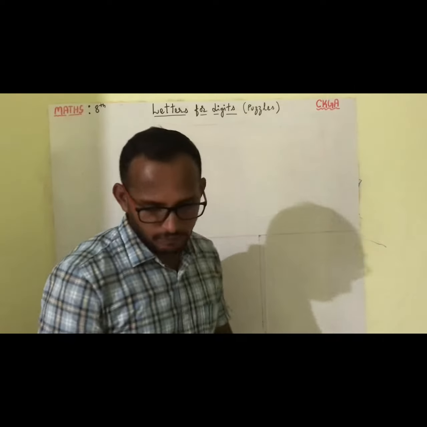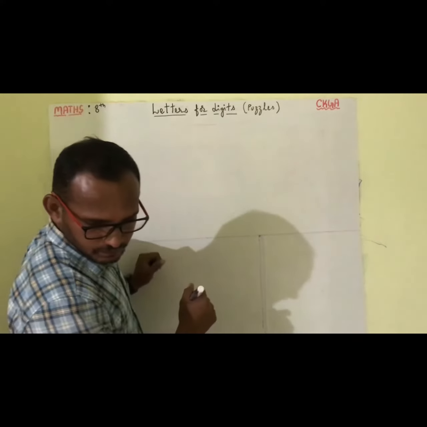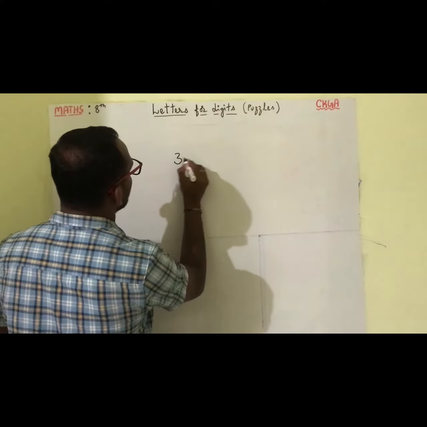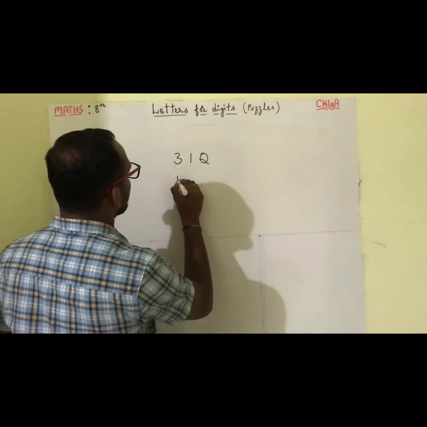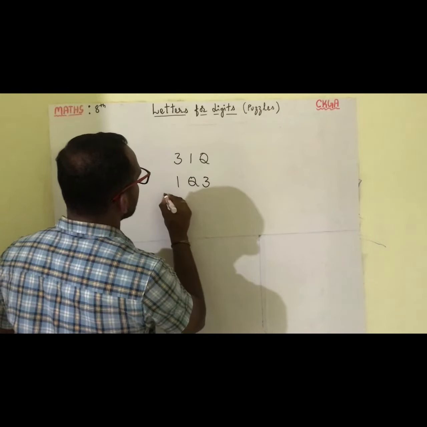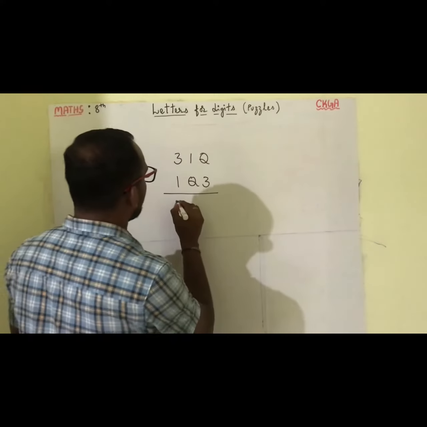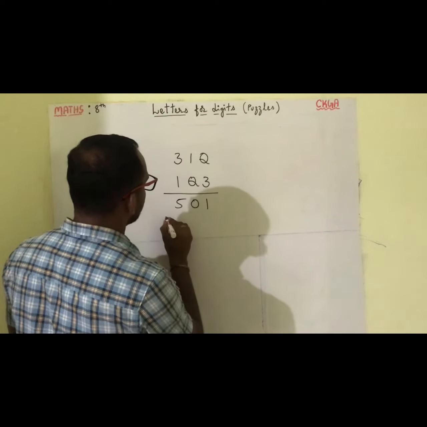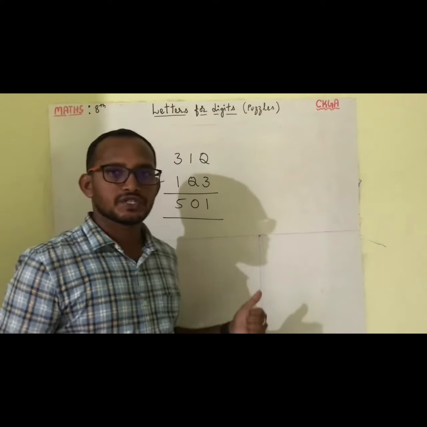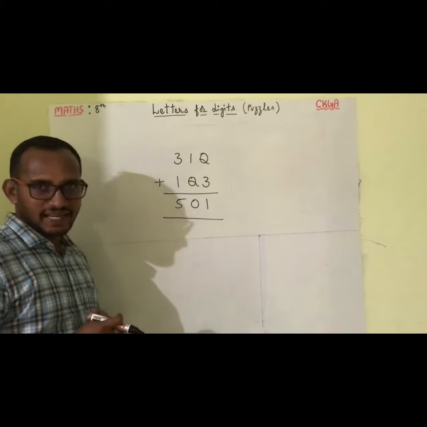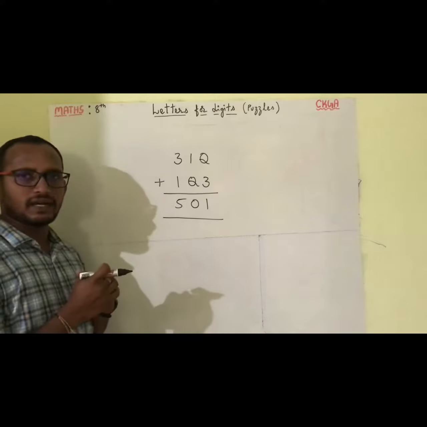I'll take problem 1 as 3 1q plus 1q3 is equal to 501. So you have to add them up. This is the problem I need to crack now. I should find the value of q that balances with 501.